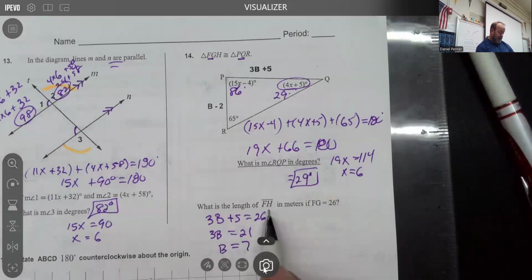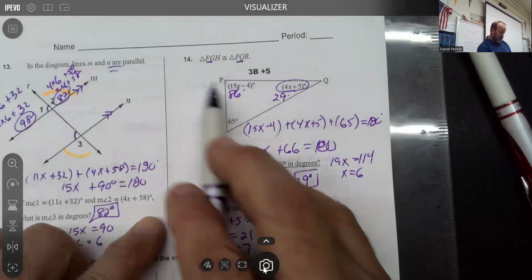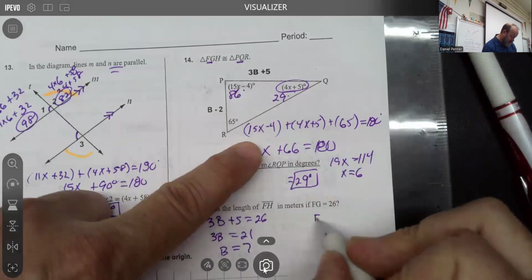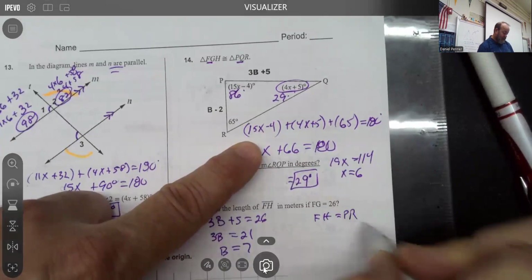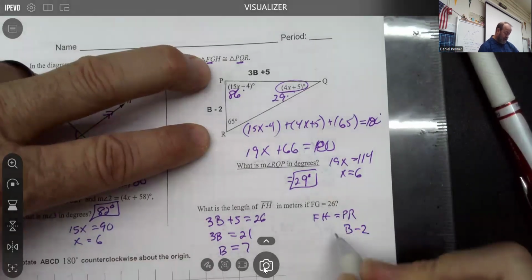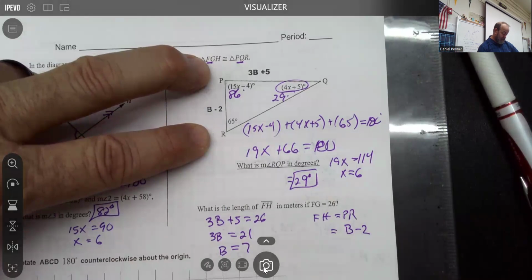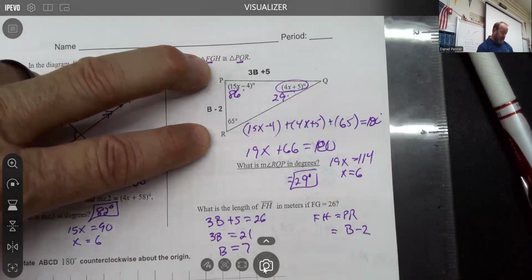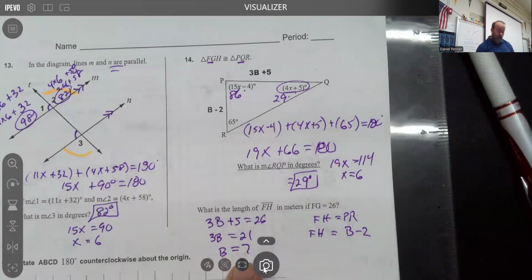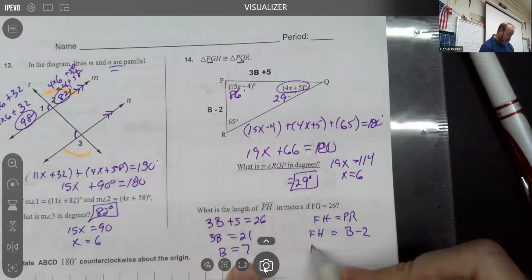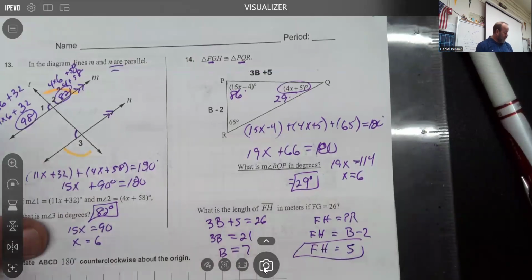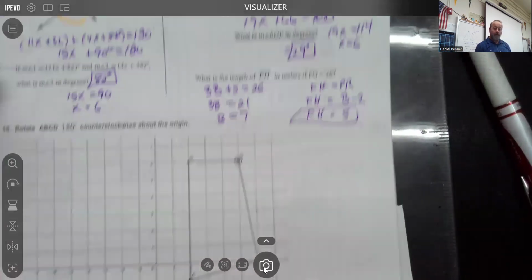I asked for FH. Well, FH is first and last. FH is the same as PR. FH is equal to PR. And I know that PR is B minus 2. But I know that FH, according to this, and PR are the same. And so I already found out that B is 7. So I guess FH is 7 minus 2, which is 5. Okay, looking pretty good. And we've got one left to go.